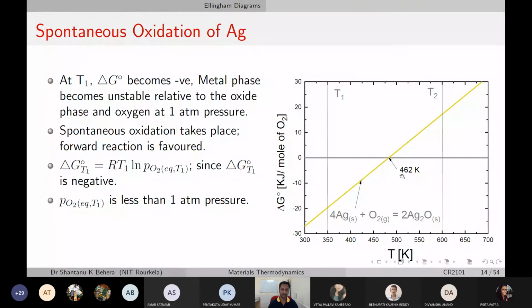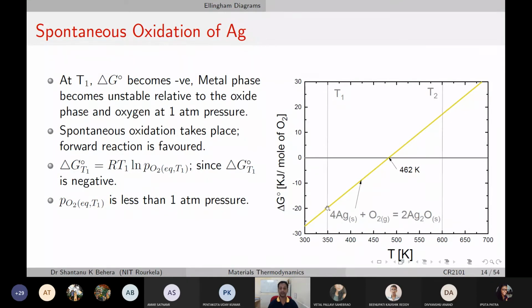I would like you to understand this one. So, for example, at a temperature of 462, what is the equilibrium partial pressure of oxygen for the oxidation of silver? That is 1 atmosphere. That means with an oxygen partial pressure more than 1 atmosphere, spontaneous oxidation will take place. Less than that, there'll be reduction. So here the equilibrium partial pressure of oxygen at 462 is 1 atmosphere.